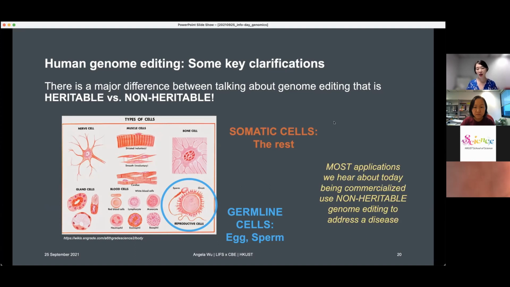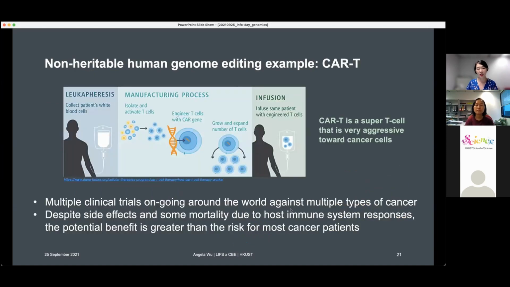Today, most of the time when we are talking about genome editing, we are talking about non-heritable genome editing. We are talking about maybe editing, for example, the red blood cell to cure a blood disease in a specific individual patient. And that edited change will not be passed to the next generation. So as you can imagine, the ethical issues of heritable versus non-heritable human editing will be very different.